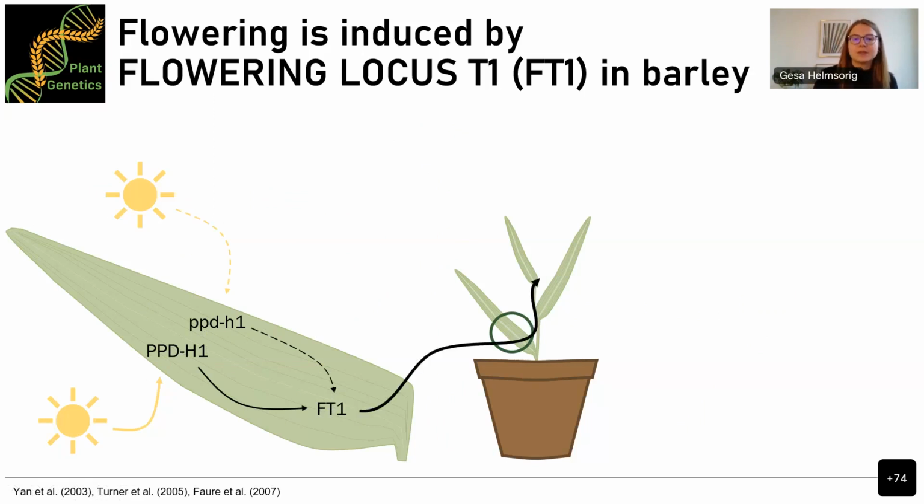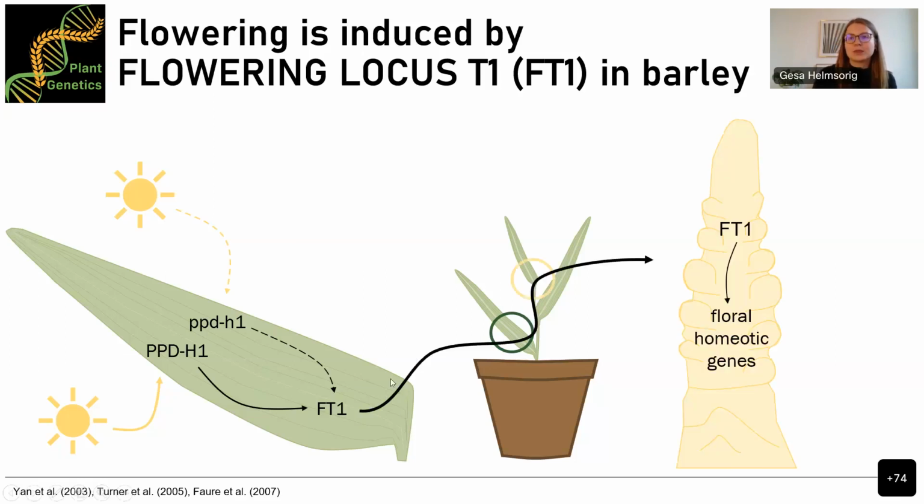And after that, the FT1 protein is also moved from the leaf to the shoot apical meristem, where it can then interact with downstream genes such as floral homeotic genes and induce this change from vegetative to reproductive growth in the inflorescence. So we do already know quite a lot, but what we don't know is what genes are actually controlled by FT1, and also what effects FT1 has on development and also on plant architecture. And this is what my PhD project focused on.